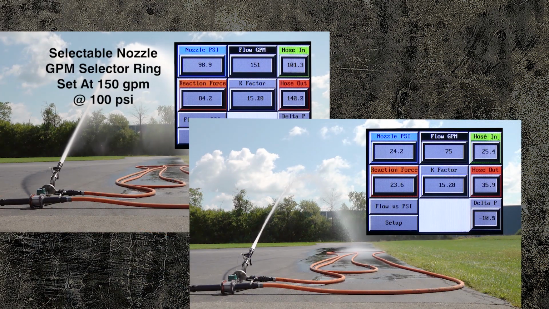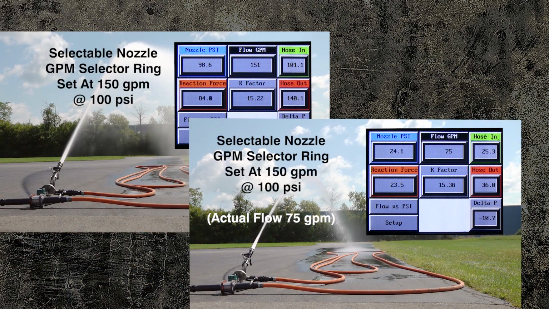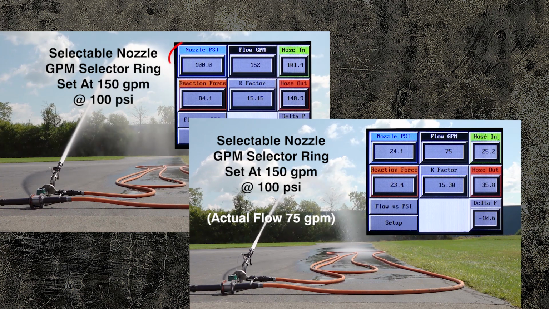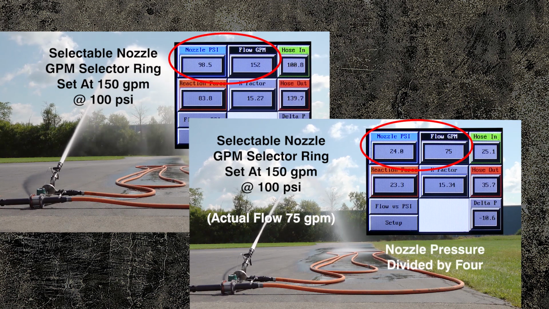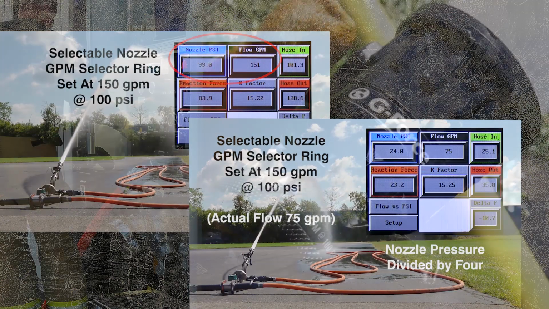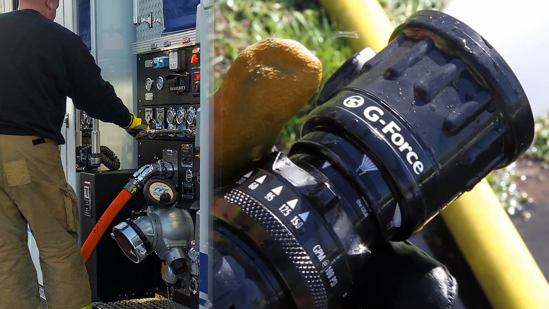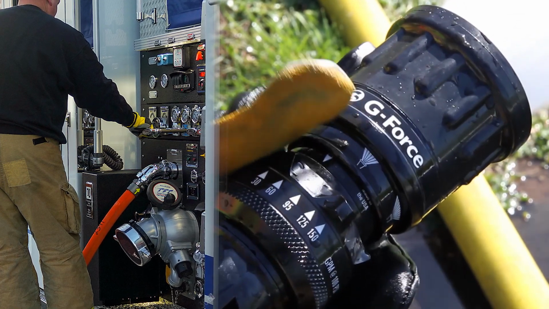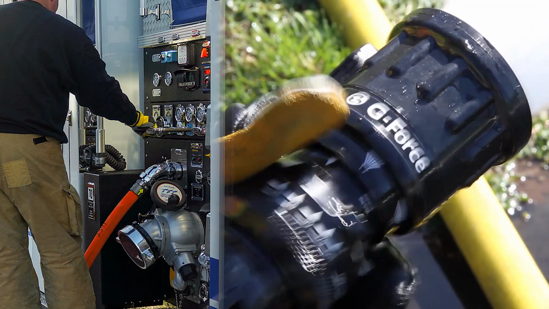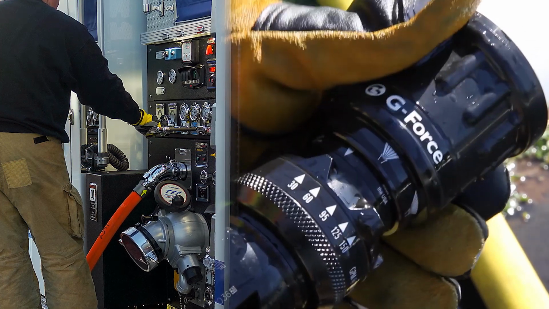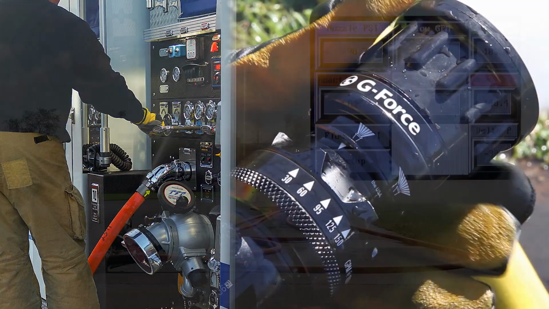Although manually selecting a flow on the selectable GPM nozzle may seem like a benefit, it does present a new set of operational guidelines. As you can see, the selectable GPM nozzle reacts the same as fixed GPM nozzles. When your flow is cut in half, your nozzle pressure is reduced by 4 times. Many firefighters mistakenly believe that just because the selector ring is set for a flow, that they are getting that flow. One of the challenges of this type of nozzle can be the difficulty of coordinating with the pump operator.